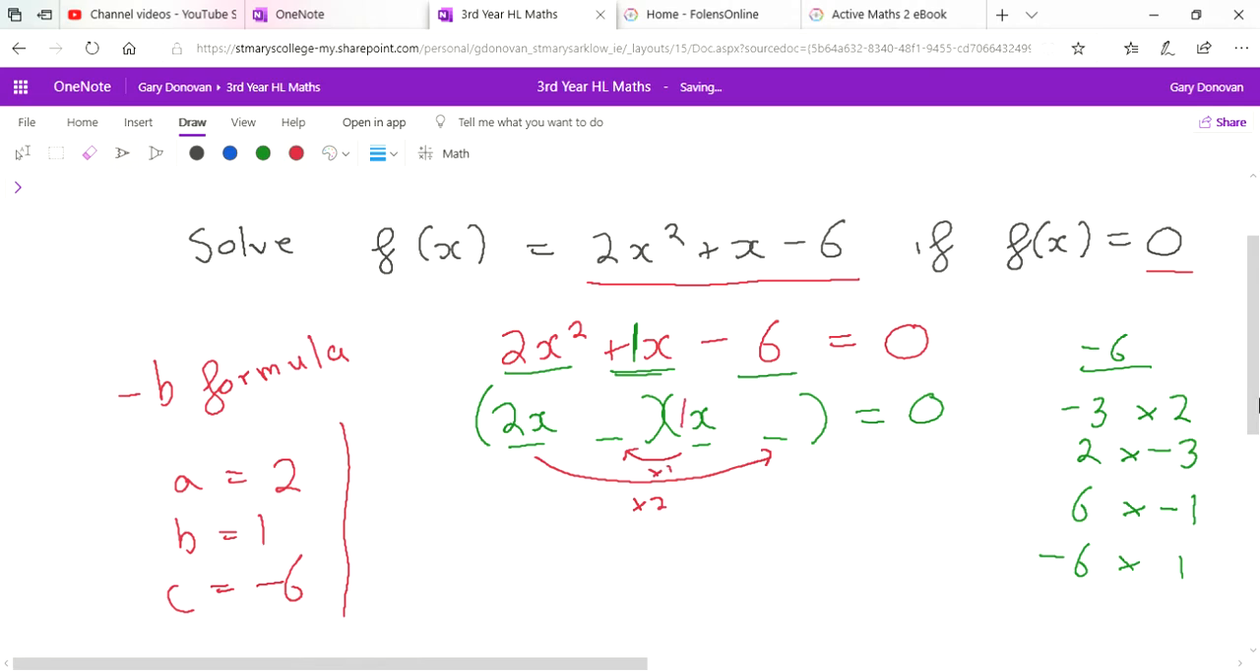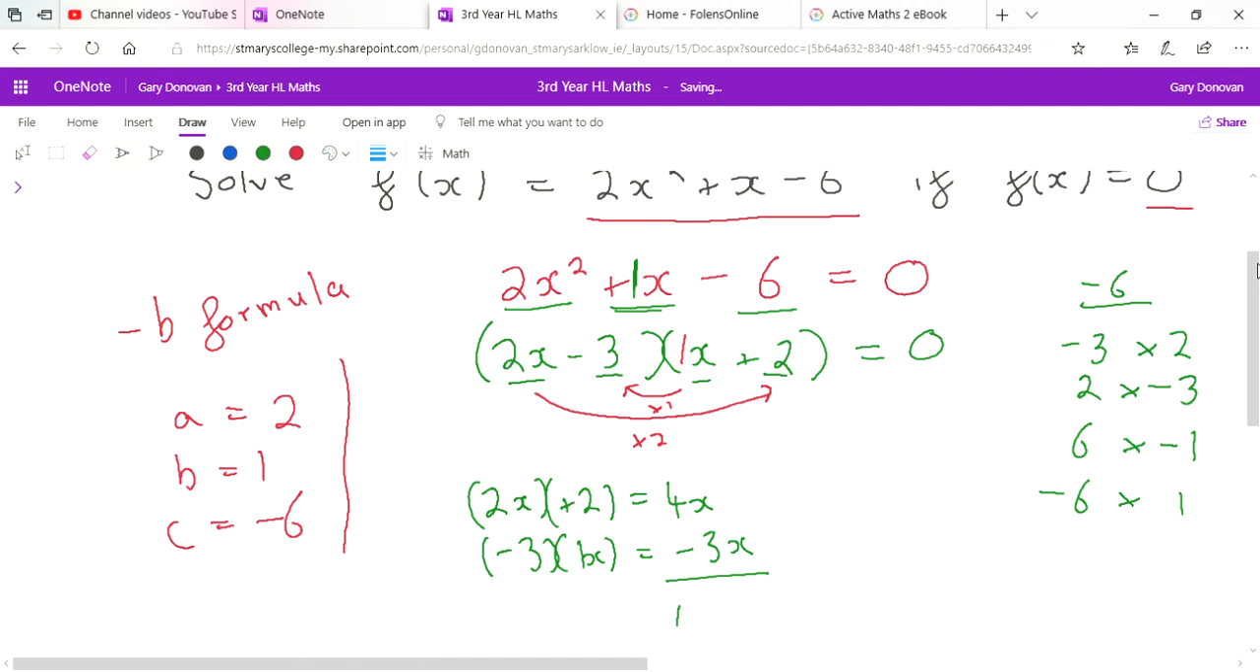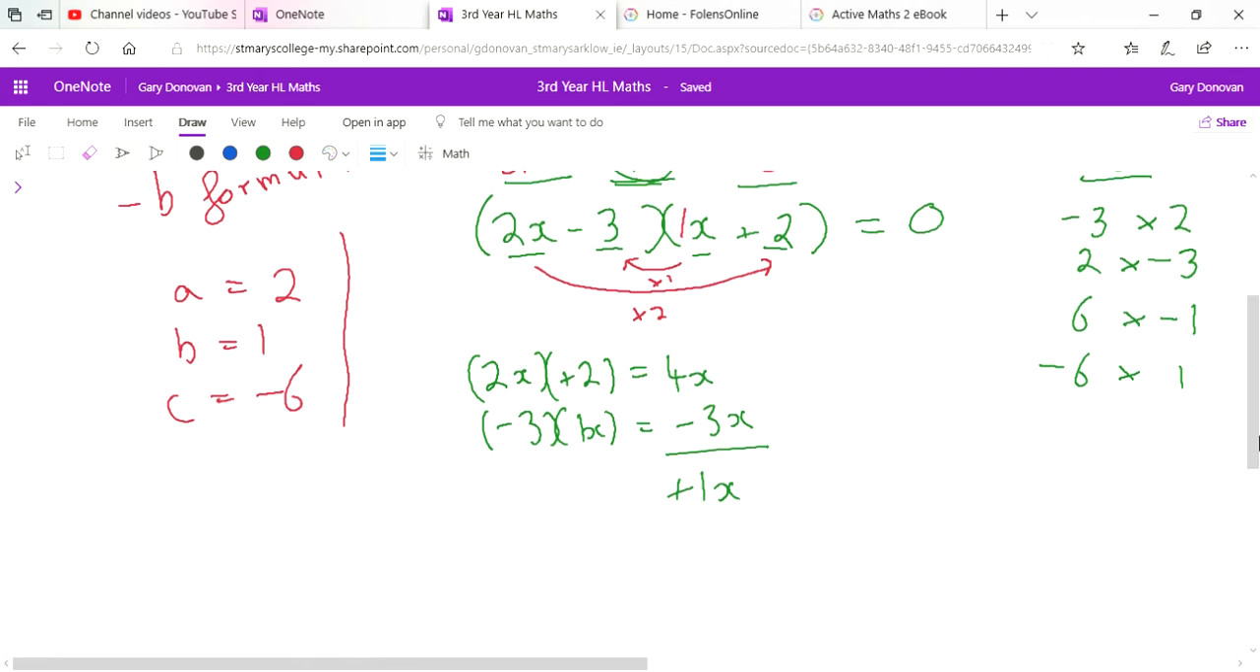So the answer for this one is, well, we want a positive, so it's going to be 2x minus 3 times x plus 2. And we can just check that. We have 2x times plus 2 gives us 4x. And then we have minus 3 times 1x gives us minus 3x. And when you add both of them together, you get plus 1x, which is our coefficient here. So that's correct.